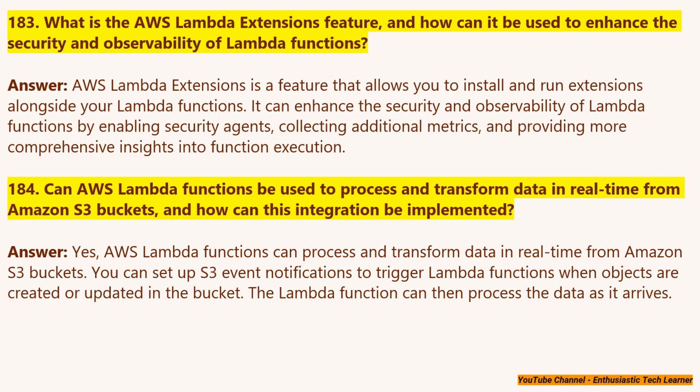Can AWS Lambda functions be used to process and transform data in real time from Amazon S3 buckets, and how can this integration be implemented? Yes, AWS Lambda functions can process and transform data in real time from Amazon S3 buckets. You can set up S3 event notifications to trigger Lambda functions when objects are created or updated in the bucket. The Lambda function can then process the data as it arrives.